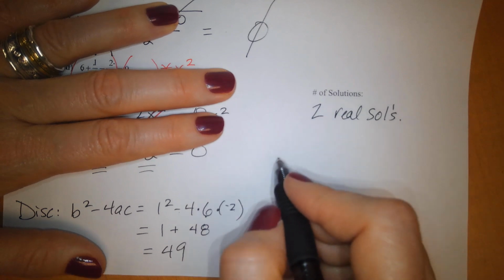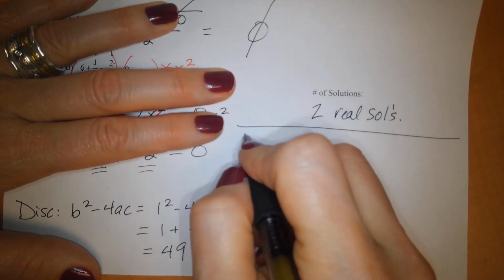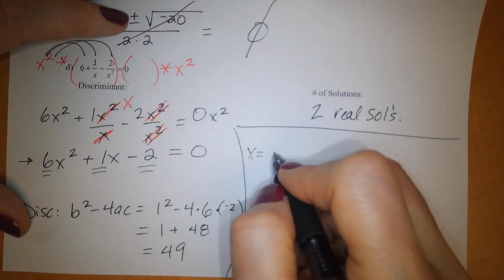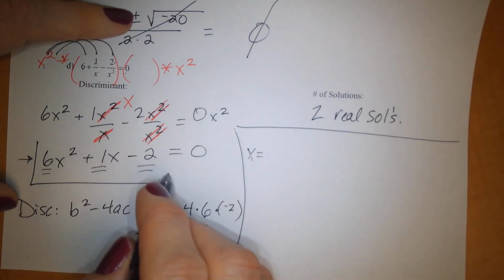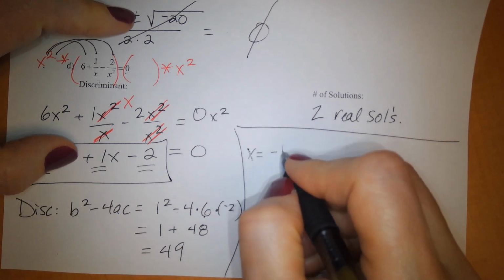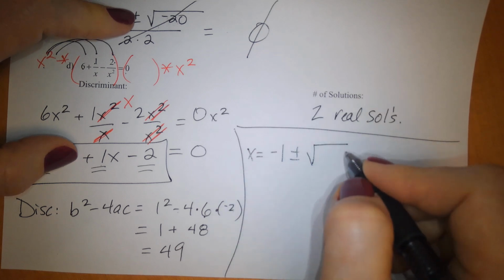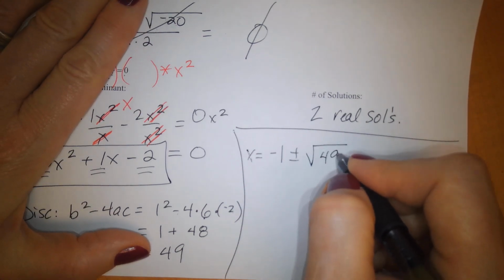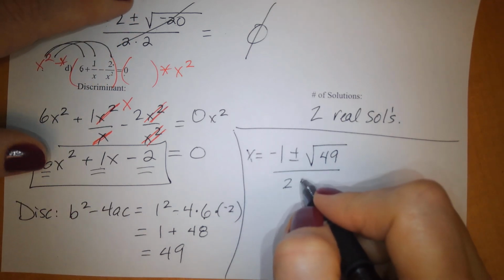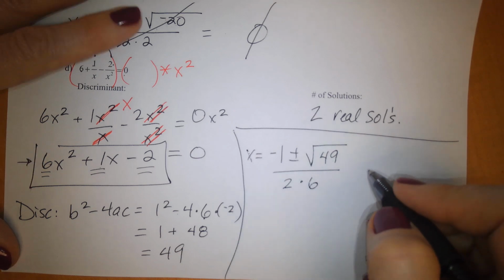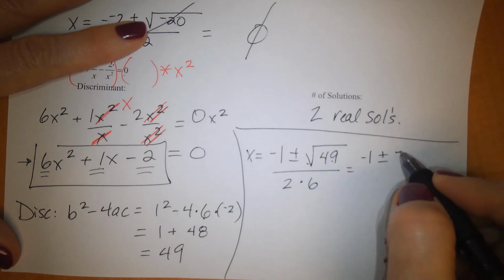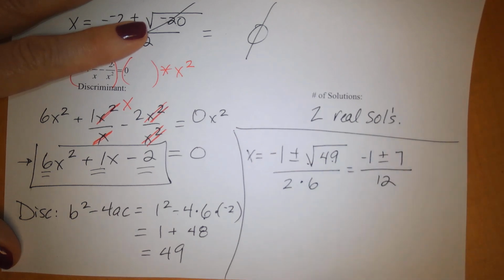So let's go ahead and find what those solutions actually are. So x equals negative b. We're using this as our standard form. So negative b is going to be negative 1 plus or minus the square root of the discriminant, which is 49, all over 2 times a, which is 6. So we have negative 1 plus or minus the square root of 49, which is 7, all over 12.